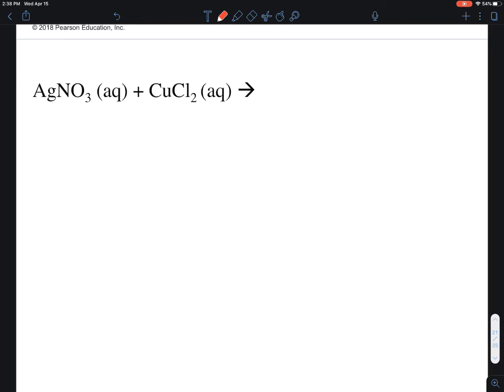The first thing you want to do is write out the molecular or balanced equation. So silver nitrate and copper chloride are going to make silver chloride plus copper nitrate, Cu(NO3)2, and then we want to balance it, right? So we want to say there are 2 AgCl and then 2 silver nitrate. So you go ahead and balance it.